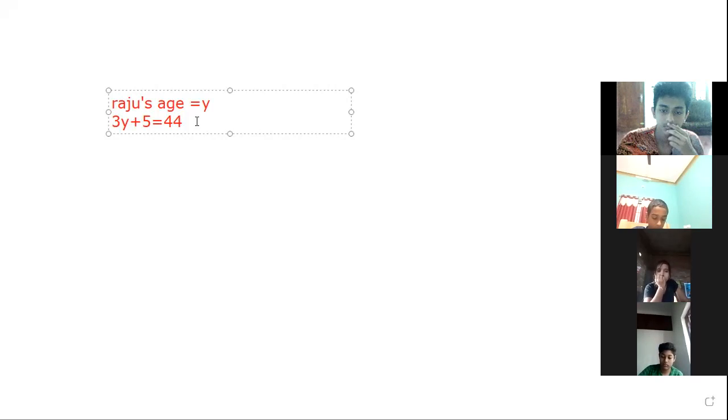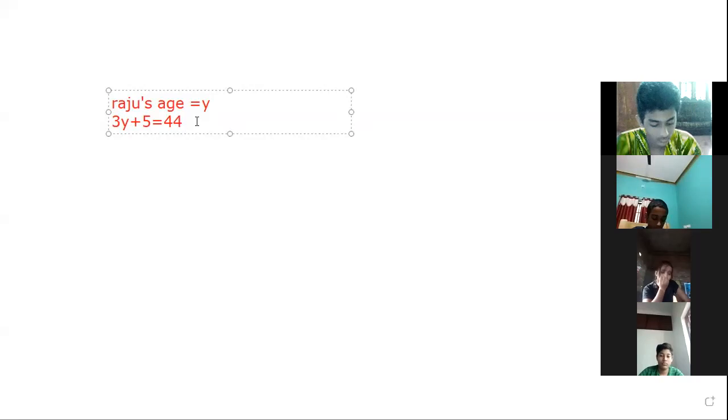Is it clear? Very simple, isn't it? You just think what is the unknown in the given problem. That is the first step of setting up an equation. And in the place of the unknown, we have to choose a variable. It is either x, y, z or any letter of the alphabet. You can choose the variable. Okay. And there is one more question for you.